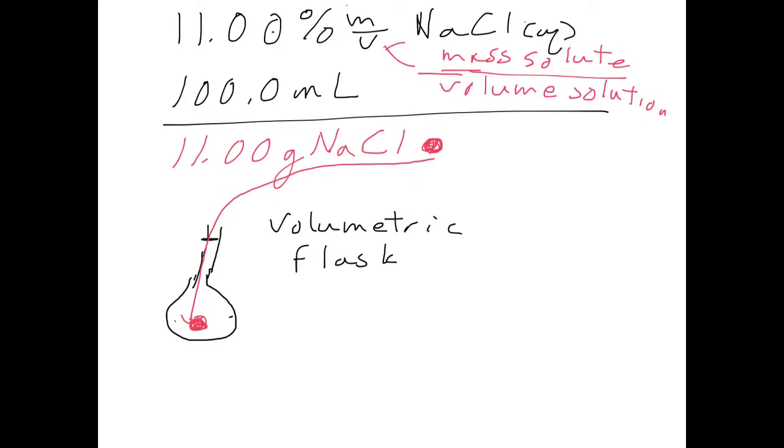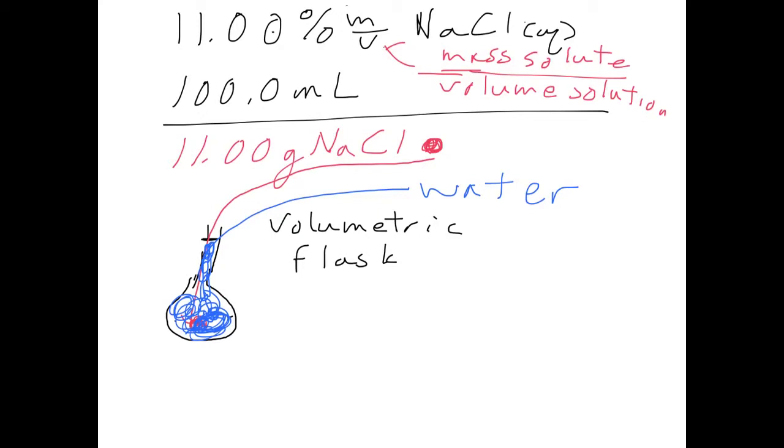Then I would dilute that sodium chloride with water. So I'd add my sodium chloride, and then I would fill up my flask with water until I had 100 milliliters of solution. How much water would I add? Would it be greater or less than 100? I would add water until my volumetric flask read that I had 100 milliliters of solution.